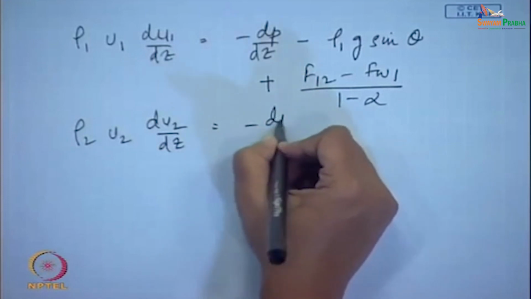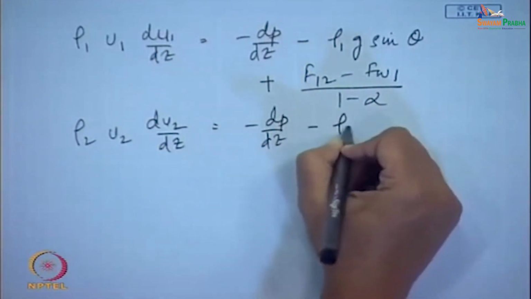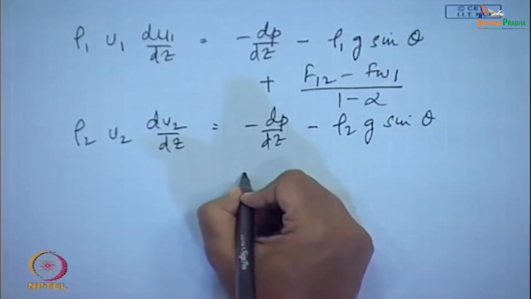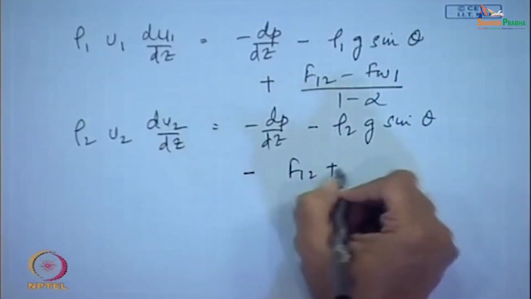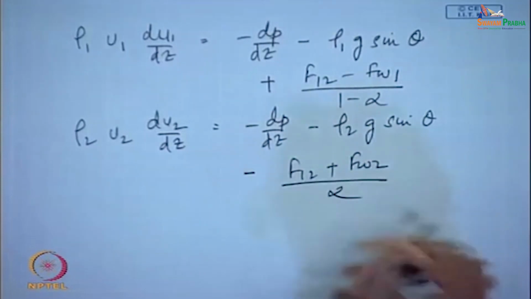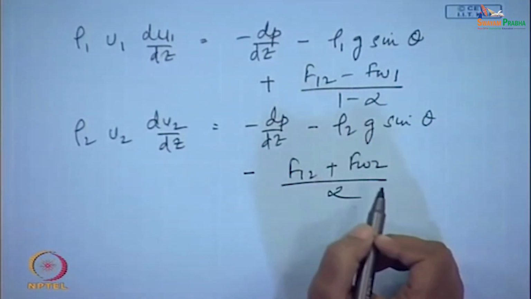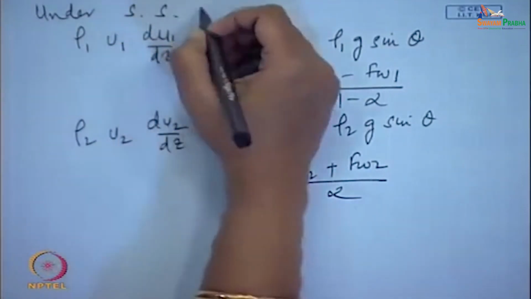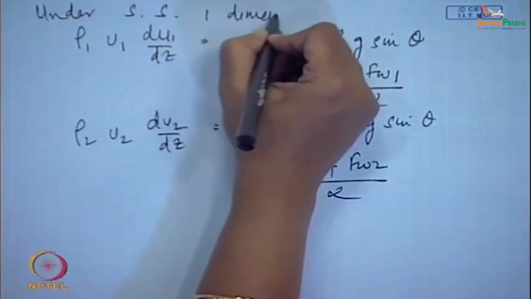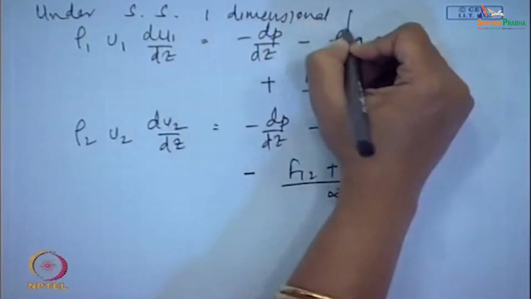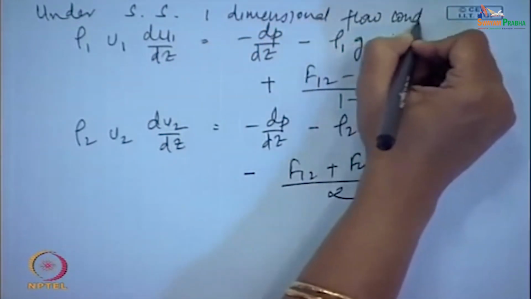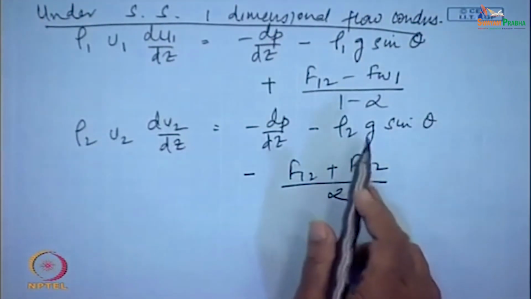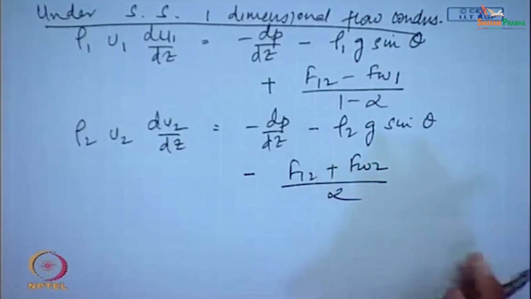So, this is minus dp dz minus rho 2 g sin theta minus of F12 plus Fw2 by alpha. So, these were the two equations that we had obtained under steady state, one dimensional flow conditions. This was the thing that we had derived.